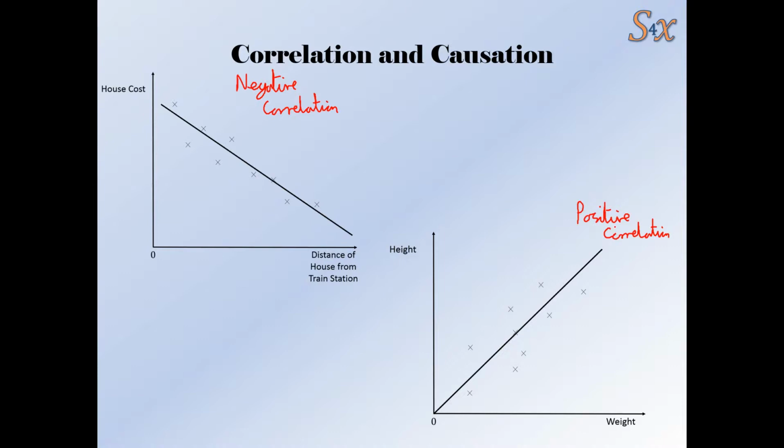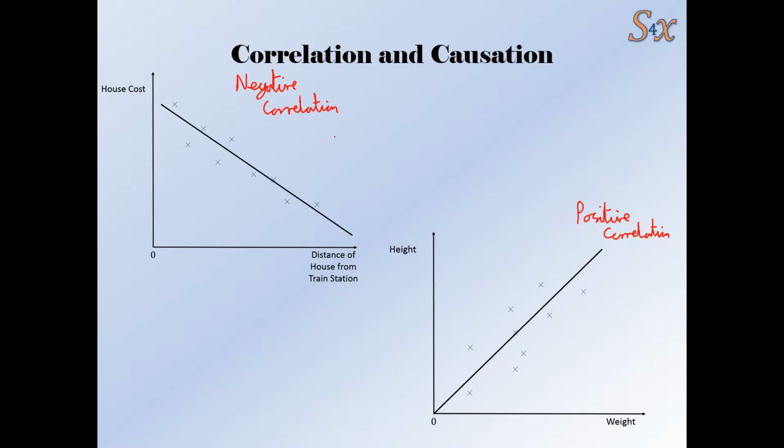Now, the other thing we need to talk about is strength of correlations as well. Both of these are examples of quite strong correlations because all the data points lie very close to the line of best fit I've drawn on. If the data points are very far away, that would be a weak correlation. So normally we say something's a strong negative or a weak positive or something like that. That's how we describe correlations.